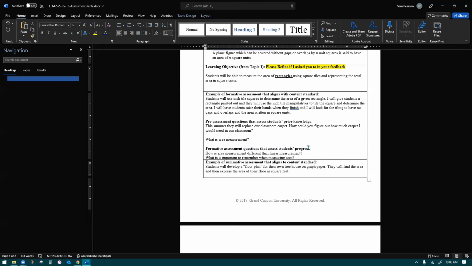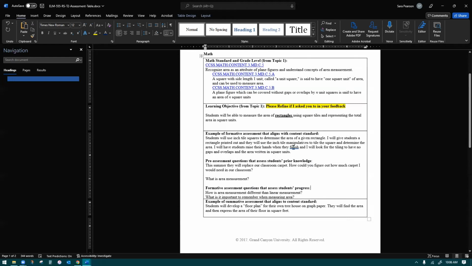So the two questions I developed is, how is area measurement different than linear measurement? This is one of those big ideas that the standard wants them to understand, which is recognizing area as a concept, or understanding the concepts of area measurement. So they really need to understand how it's different than linear measurement. So that would be a good way for me to assess that. And knowing that it's not linear, but in square units is what I'm looking for there.